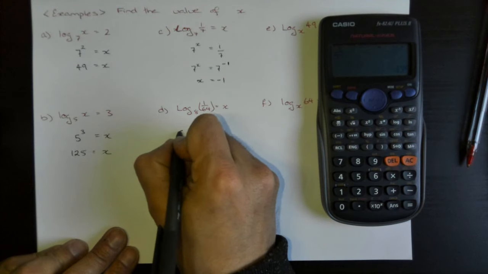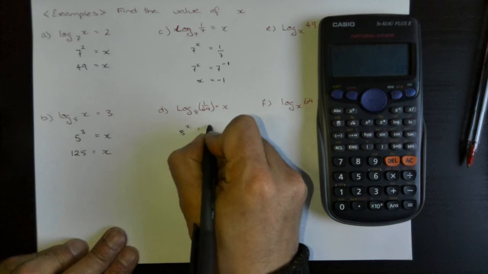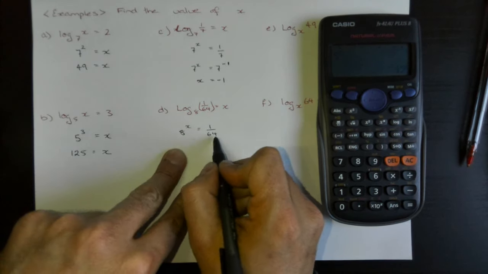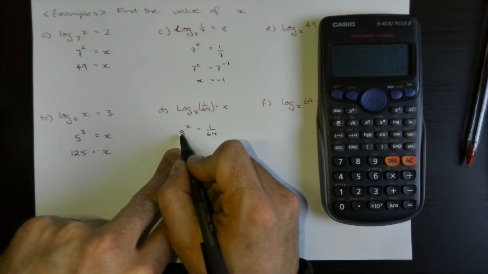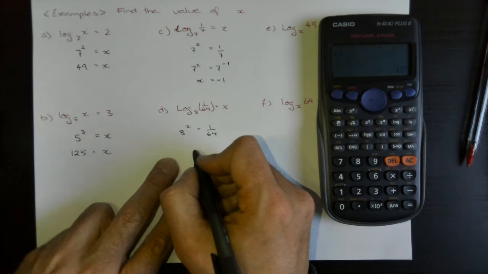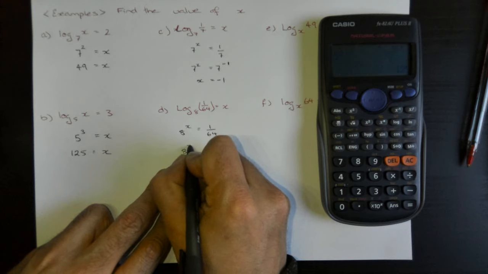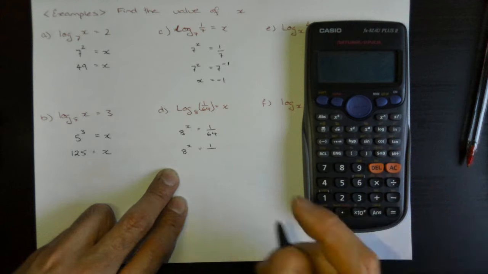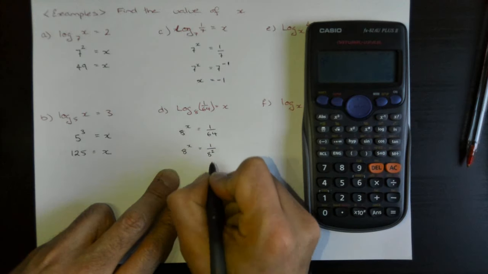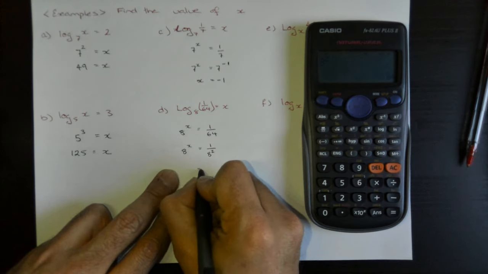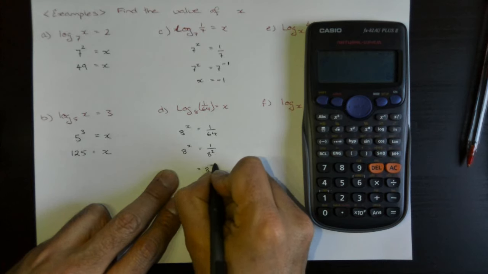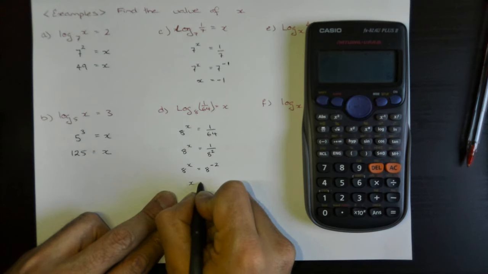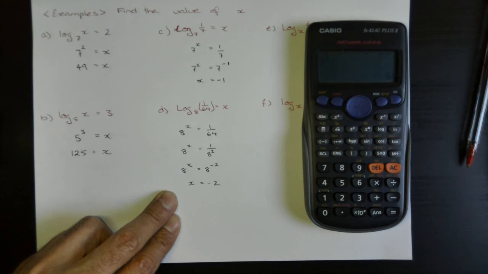Okay, D. So 8 to the power of x equals 1/64. I want to write this number in terms of the base 8. 64 is 8 squared, so I can write that as 8 squared. Well, this is just 8 to the power of -2. So x has to equal -2.